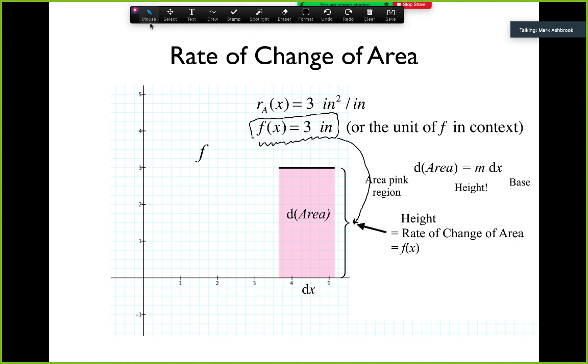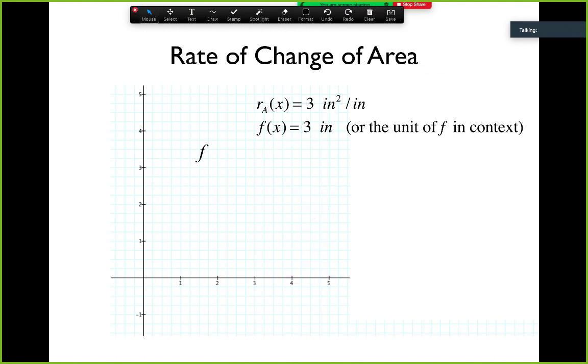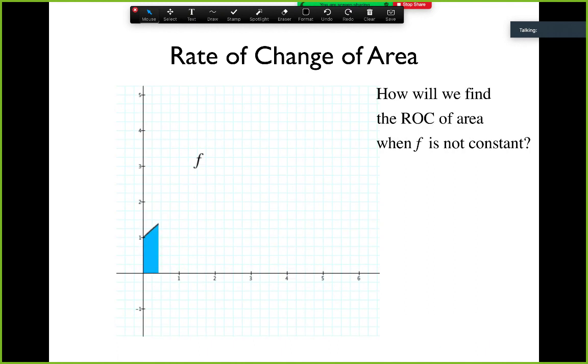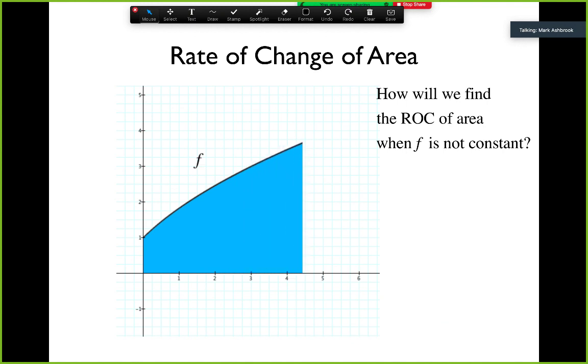But this was for a very simplistic constant function. So the question is, how are we going to find the rate of change of area when f is not constant? Here's a more typical, generic function. f is constantly changing. So how are we going to find the rate of change of area now? We can investigate that a little bit here.